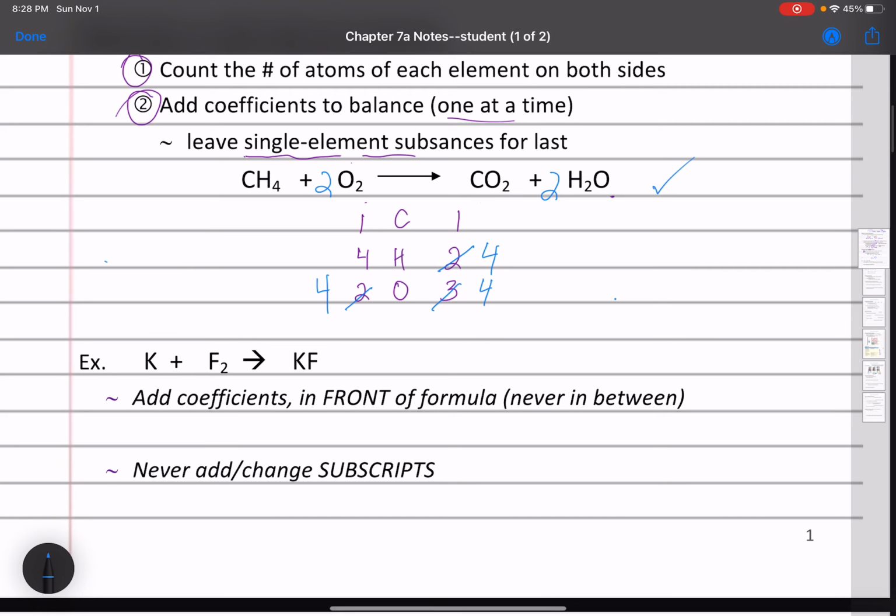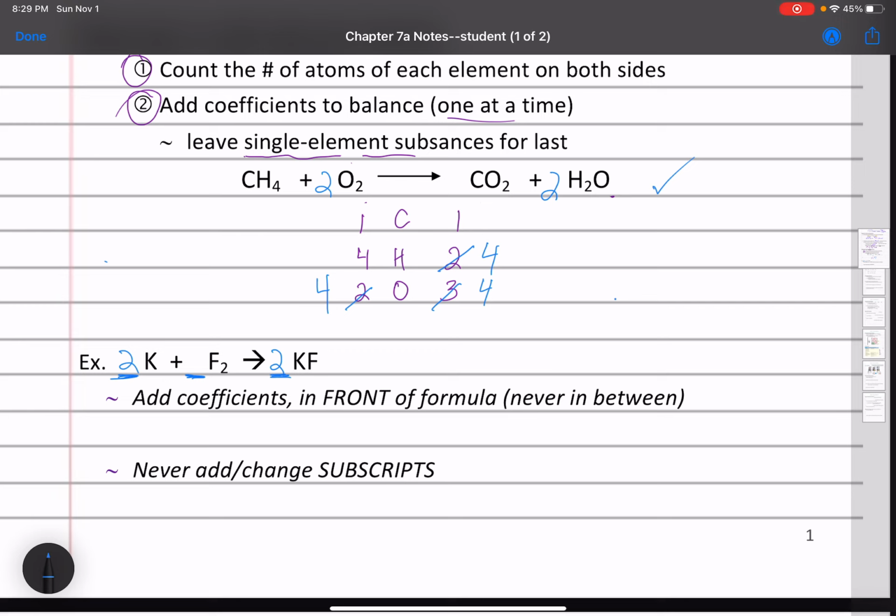All right. So one other example I have here, we've got potassium plus fluorine reacts to form potassium fluoride. If we balance this one, remember we put coefficients in front of the substances. So I have 1 potassium, cool. I have 2 fluorines and only 1 fluorine. So I can put a 2 here. So now I have 2 fluorines on both sides, but I've multiplied my potassium. So if I put a 2 here, now I am balanced.